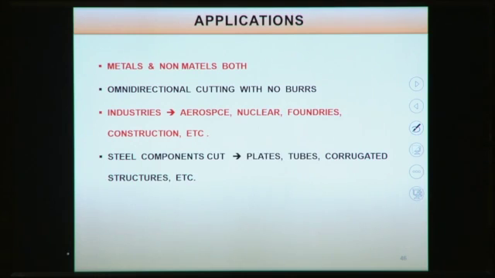Applications. Any kind of material can be cut, non-metals and metals. Okay. So omnidirectional cutting: in the wire EDM process, you have to drill a hole first, and after that you can do the machining operation. But in the abrasive water jet machining process, from anywhere on the workpiece surface you can start the cutting. That's why it is called omnidirectional cutting. Industries like the aerospace industry, nuclear industry, and foundry construction use abrasive water jet machining. Steel components, cut plates, tubes, corrugated structures: this kind of structure can be cut.